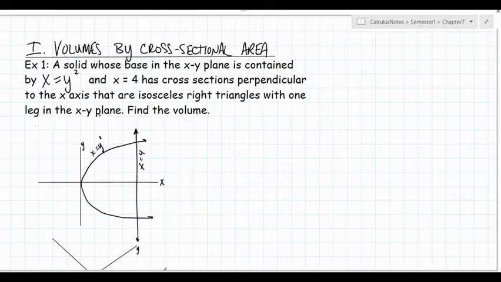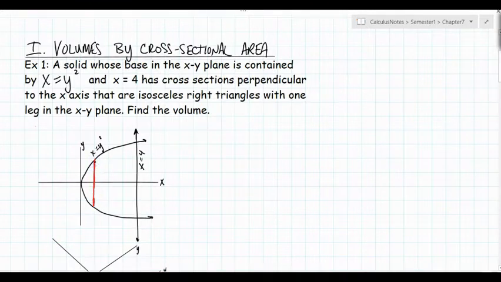Here's an isosceles right triangle. If I slice this perpendicular to the x-axis, each cross section is going to look like an isosceles right triangle coming out of the plate. It could be like that, or it could be like that. It doesn't really matter. It's going to be the same either way. Okay. So when I slice it right there, that is the leg of one of the isosceles right triangles.